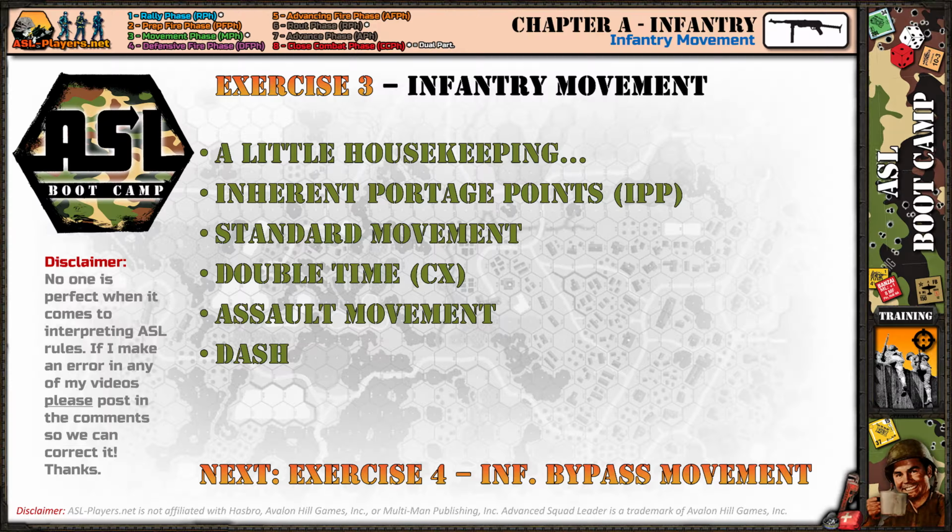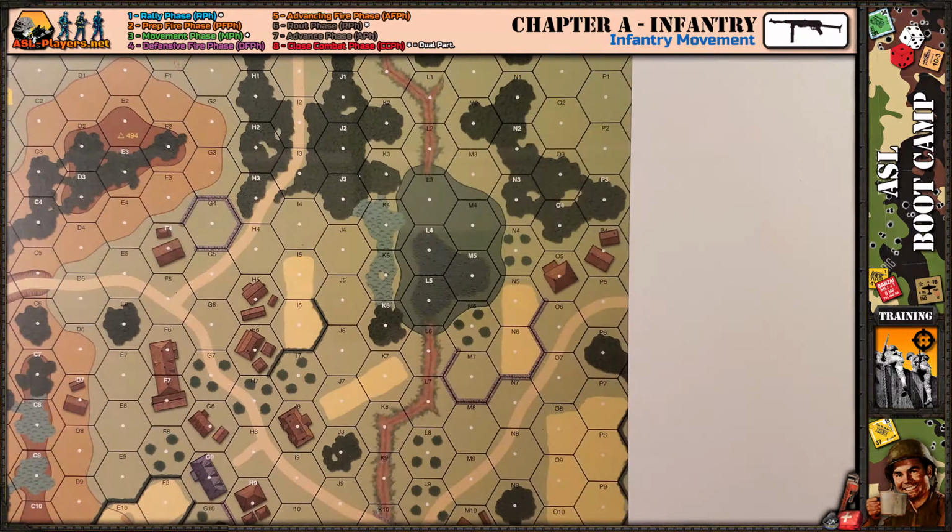Let's jump into the next topic, which is going to be inherent portage points, abbreviated as IPP or just PP for portage points. Typically units on a battlefield, infantry, soldiers, are lugging around equipment, ammunition, sometimes even their comrades, helping their comrades out. That's reflected in the game in a term called portage points. Every support weapon has a portage point value, and no support weapon can be moved unless it's carried by an infantry. And each infantry unit has an inherent portage point capacity, how much they can carry.